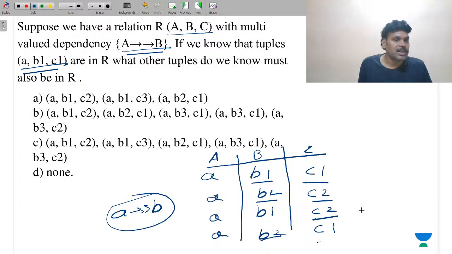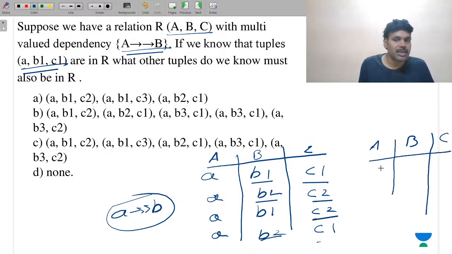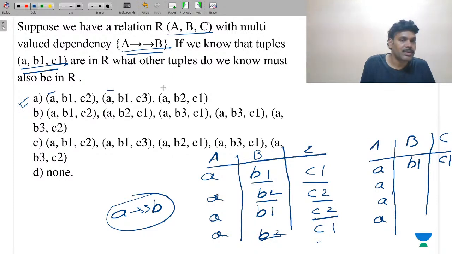So if you choose the option, I have taken ABC here, and the first tuple is A, B1 and C1. So now I am taking like this. For example, if I am taking option A, what will happen? A and A and A. I have written this. Next B1, B1, B2.